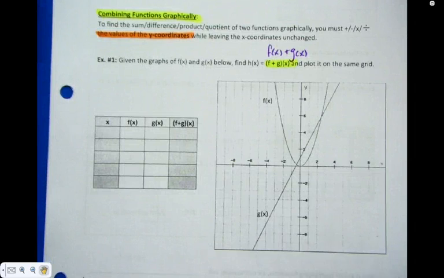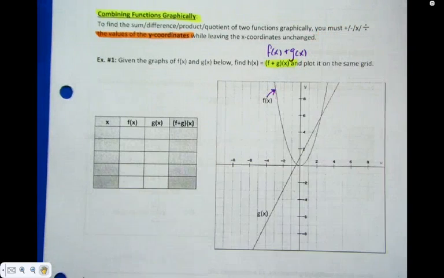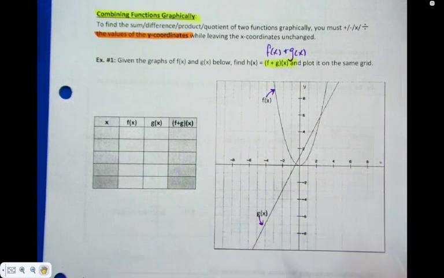So we assume by the labeling that f of x is referring to this graph on the top and g of x is referring to the graph on the bottom. What kind of graph is f of x? It's a parabola. What kind of graph is g of x? Linear. Turn and talk, 30 seconds. What do you think's going to happen when we add a parabola and a line together? What do you think the resulting graph is going to be? Just turn and talk, guess. What do you think it's going to be?